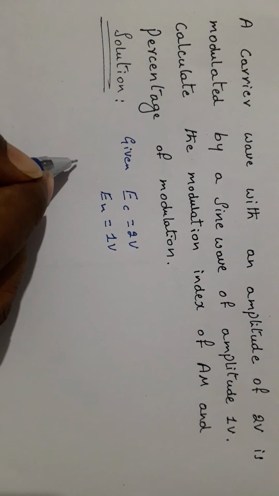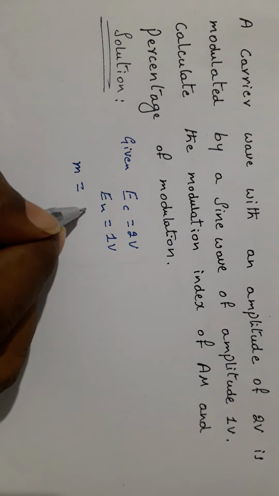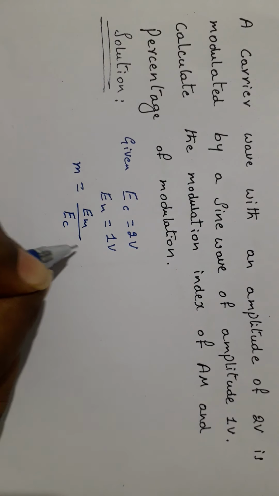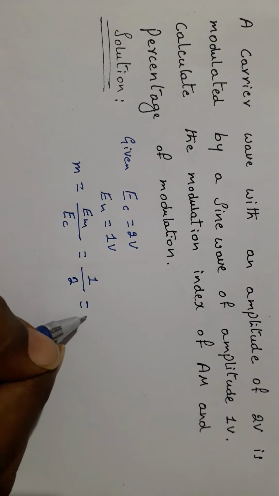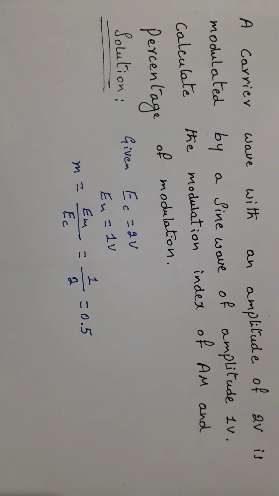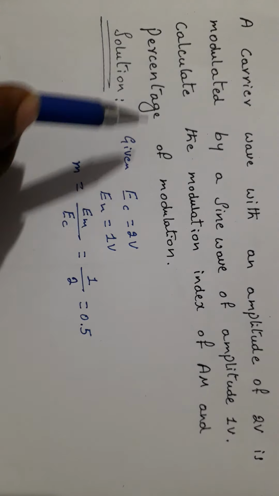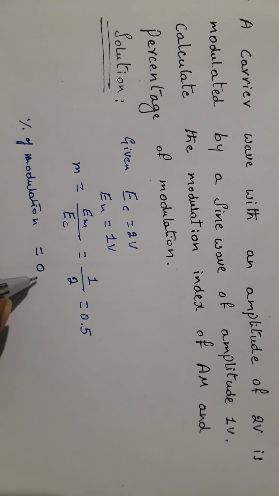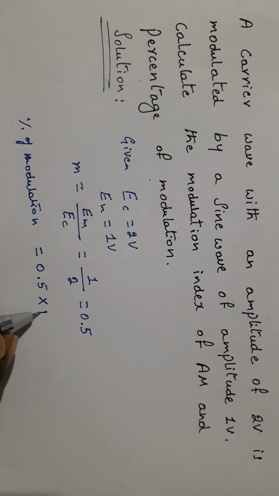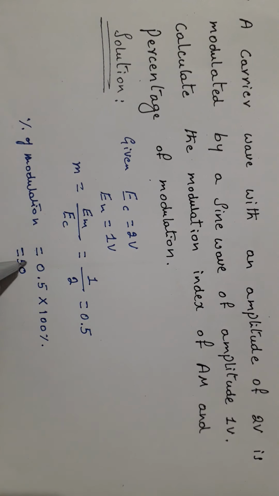We know the modulation index in an amplitude modulated wave is M equals EM by EC, that equals 1 by 2 volts, that equals 0.5. And also you must calculate the percentage of modulation. The percentage of modulation equals 0.5 into 100%, that equals 50%.